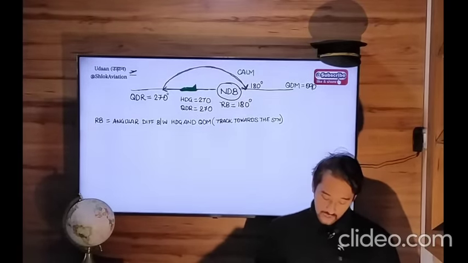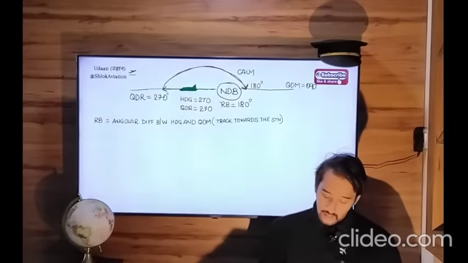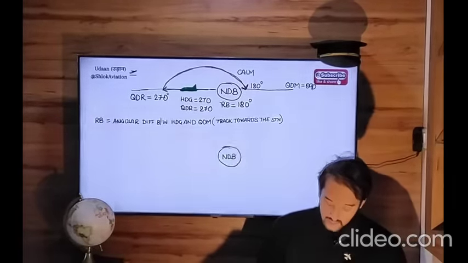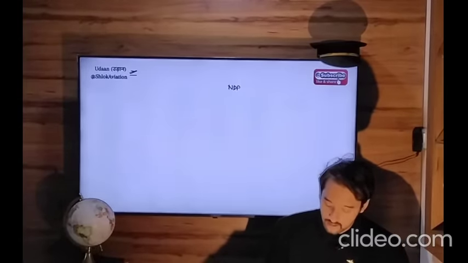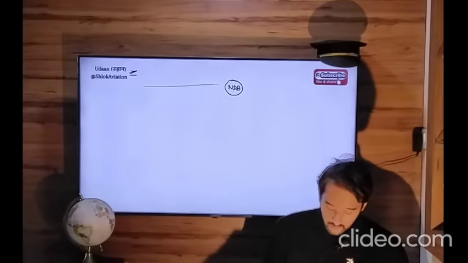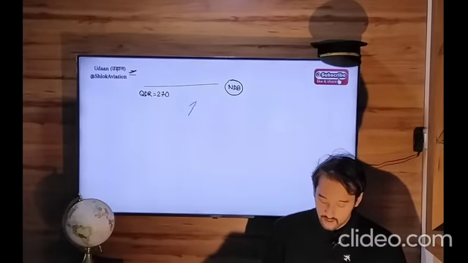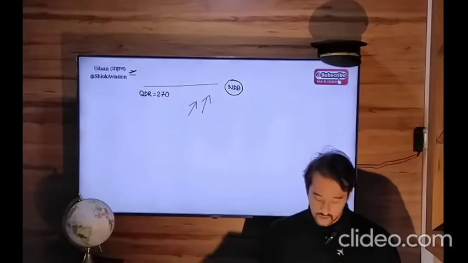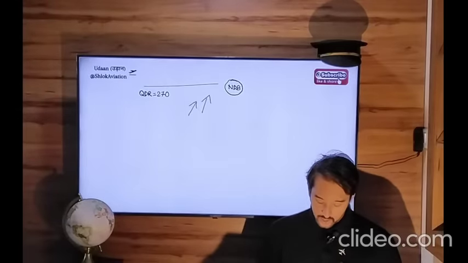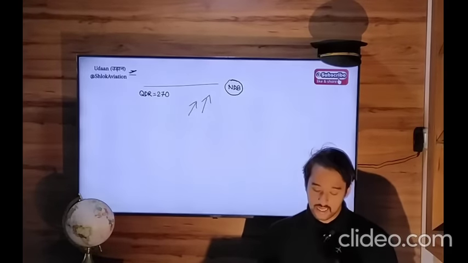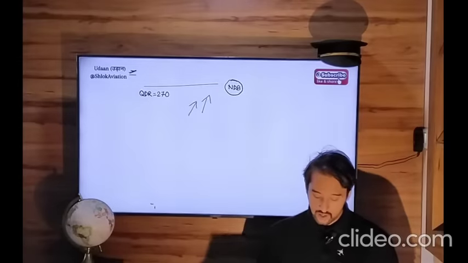Now, let's put some crosswinds in this. So, this is your NDB station. We'll take a new slide. This is your NDB station. Same tracking away from the station, QDR 270. We have left crosswinds. Now, when we have left crosswinds, these crosswinds will try to push your aircraft to the right hand side.